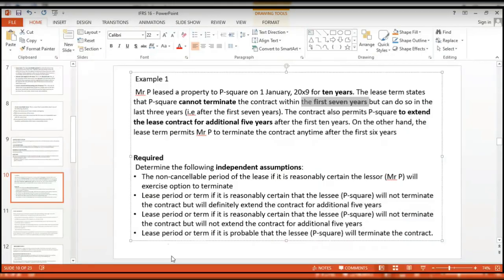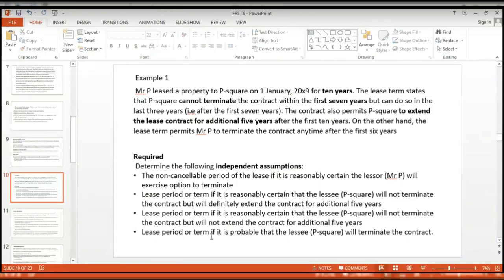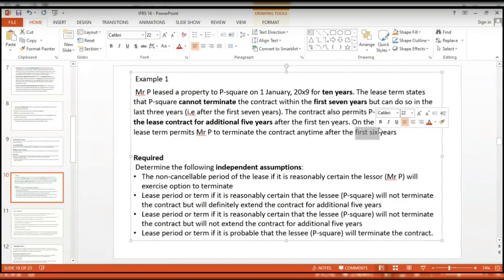Finally, he said, lease period or term, if it is possible that the P Square will terminate the contract. Yes, if you will terminate the entire contract, they gave this conclusion here. On the other hand, the lease term permits Mr. P to terminate the contract anytime. This one is terminating the lease, cannot terminate the contract within 7 years, but here he said they can terminate the contract anytime after the first 6 years. So this final answer here is what? The lease period or term, if it is probable that the lessee P Square will terminate the contract, then that will be 6 years. That's where the answers to those questions are.